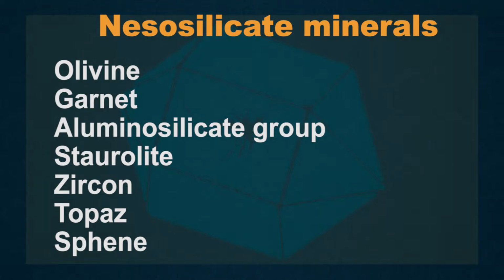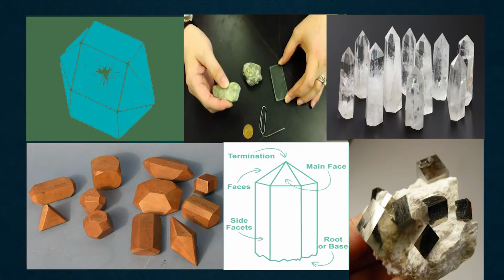Today, I will deliver my lecture on silicate minerals, and in this topic, I will cover the silicate minerals and mainly nesosilicate minerals: Olivine, Garnet, Aluminosilicate groups, Staurolite, Zircon, Topaz and Sphene. The identification of minerals is based on physical properties such as crystal system, forms, color, lustre, hardness and cleavage, etc.